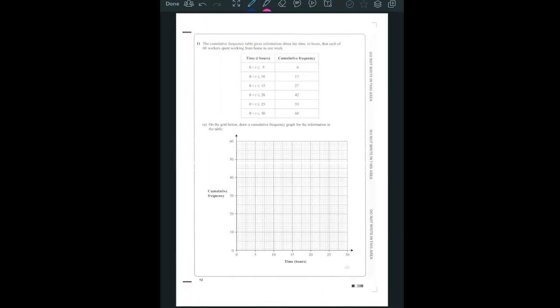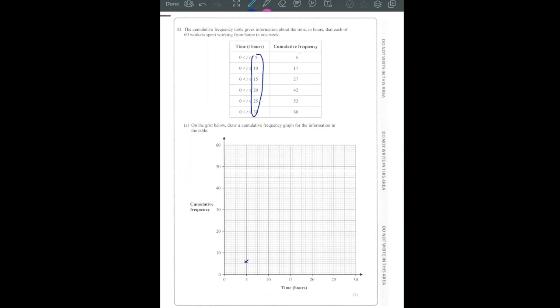Question 11, a cumulative frequency. Part A is just to draw it. Notice the question's already given us the CF. We don't need to go and find it with an extra column, so we're actually just plotting points. The first point to plot, after 5 hours, we've got a height of 6. So 5 plotted with 6. Remember, we're plotting the end points against those CFs.